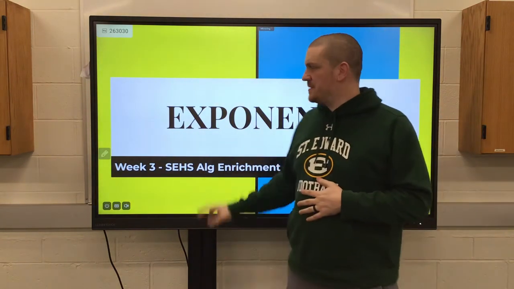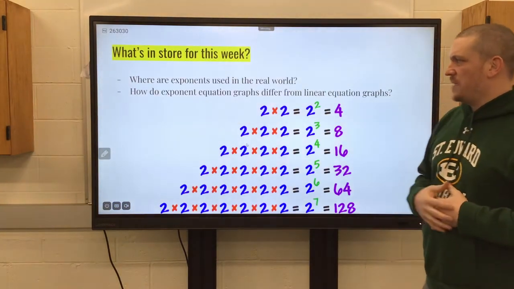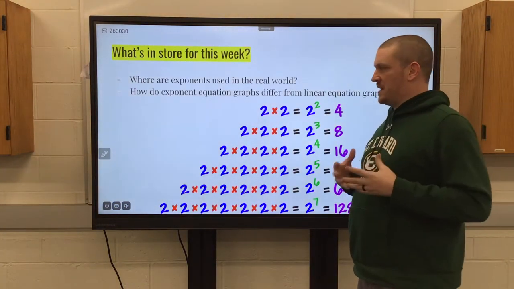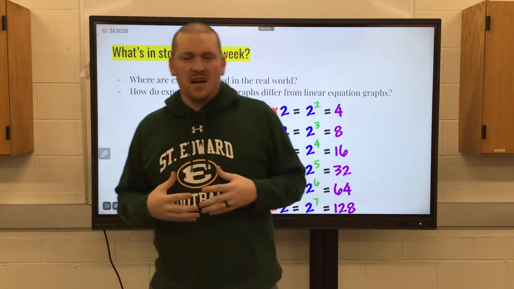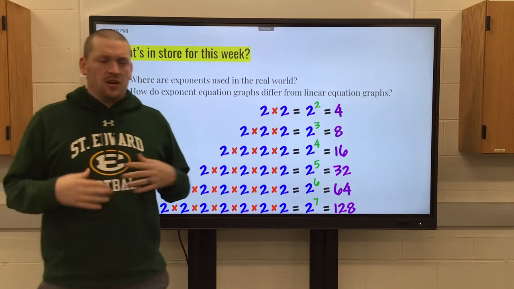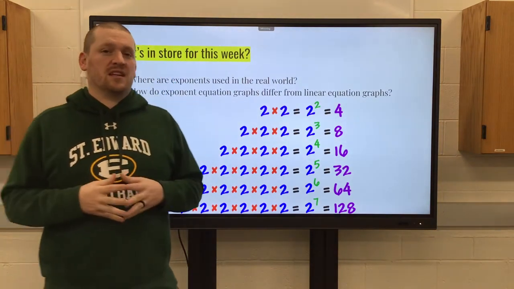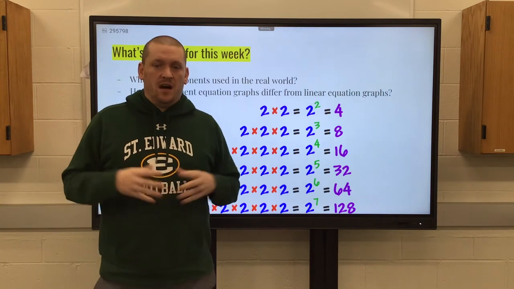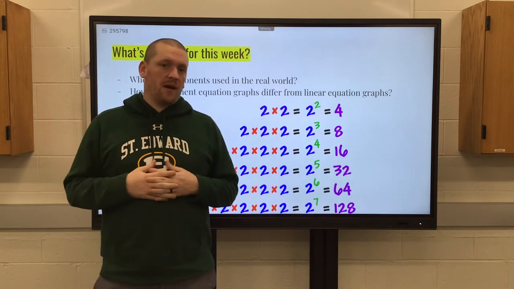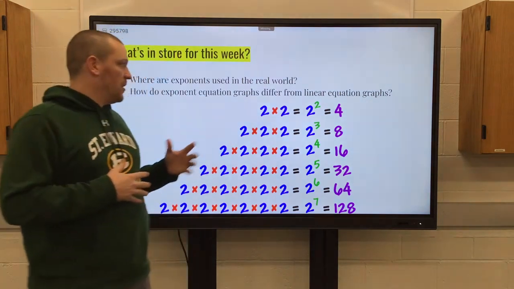So looking at specific things with the exponents, what we want to be able to see is, where are they used in the real world and how do exponent equations and their graphs compare to that of linear equations and their graphs? Does the exponent do something different? If some of you have dealt with exponents in class, that's awesome. You notice that they create some type of curve rather than a straight line that those linear equations give us. So we're going to be looking at a lot of stuff like that.